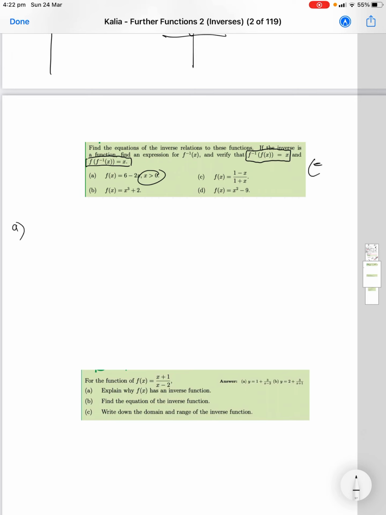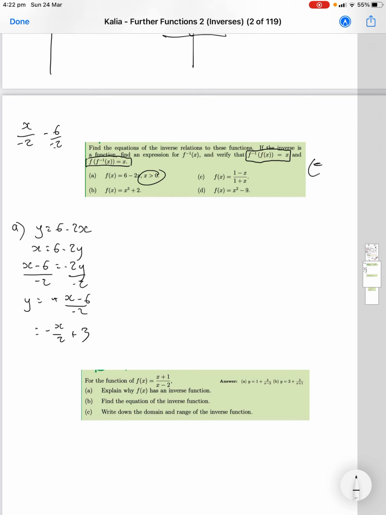Very important. y equals x minus 2x. Let's find the inverse. We're going to swap x and y. We're going to make y the subject, divide both sides by -2. I've already subtracted 6. So I've got y equals x minus 6 over -2. Let's split this up. I can split my -2, so it becomes x over -2 minus 6 over -2. Negative make a positive, it becomes positive 3. That's the equation of my inverse.